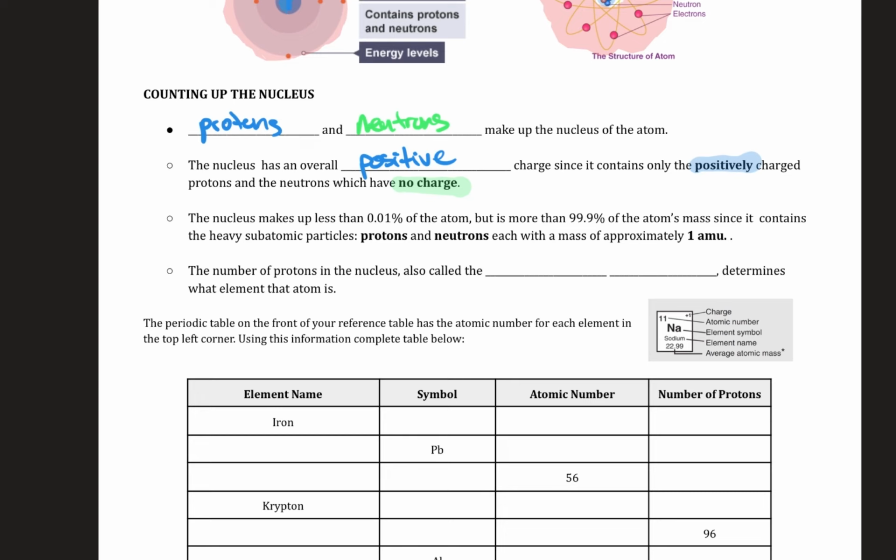99.9% of the atom's mass since it contains the heavy subatomic particles, protons and neutrons, which each have a mass of approximately 1 AMU, which stands for atomic mass unit.